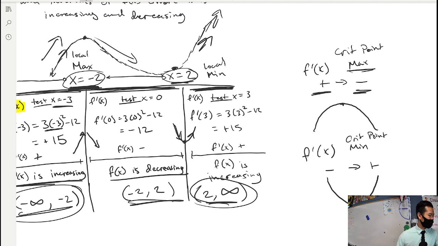Let's take a look at another example. I know it's a little different, but it's not that bad, right? Strategy is still the same. You're going to be looking for critical points. You're going to be looking for when the derivative is increasing, when the derivative is decreasing. So let's go ahead and try another problem.